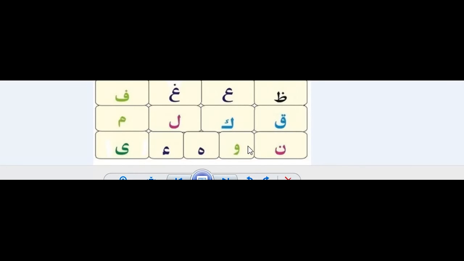Waw originates with the partial meeting of the lips. Ha originates from the throat nearest to the chest. Hamza originates from the throat nearest to the chest. Ya originates when the tongue center region touches the hard palate.